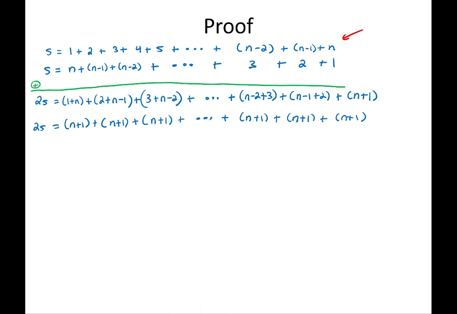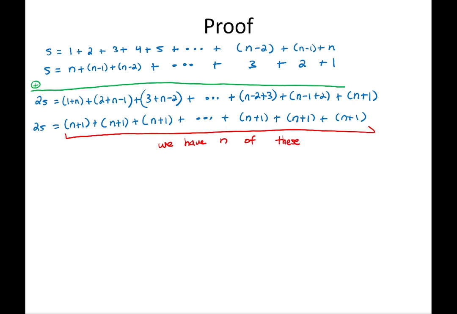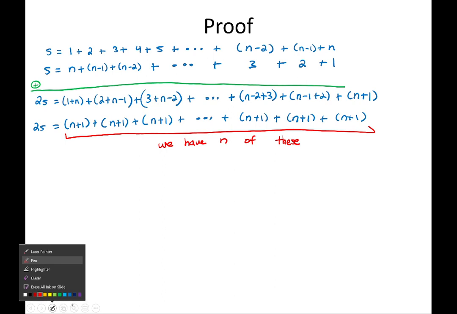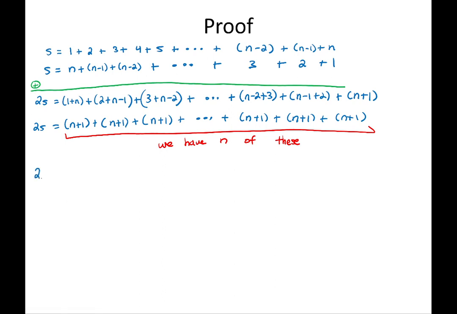Looking at the original first line, we have n terms in our sum, 1 plus 2 plus 3 all the way up to n. So that means we have n of these. And you know that if you add 3 to itself n times, you're going to get 3 times n. If you add n plus 1 to itself n times, you're going to get n plus 1 times n, or n times n plus 1, same thing. So 2s is equal to n times n plus 1.